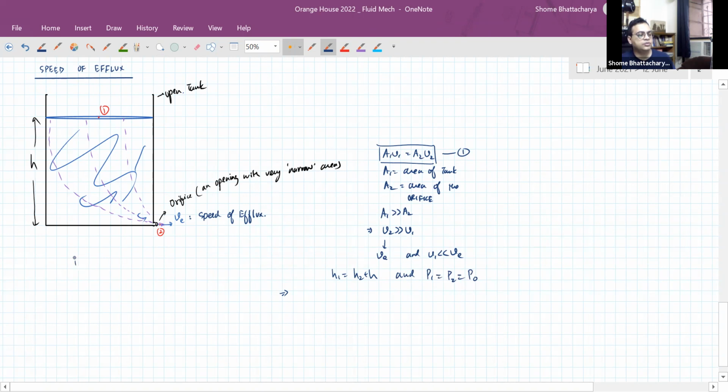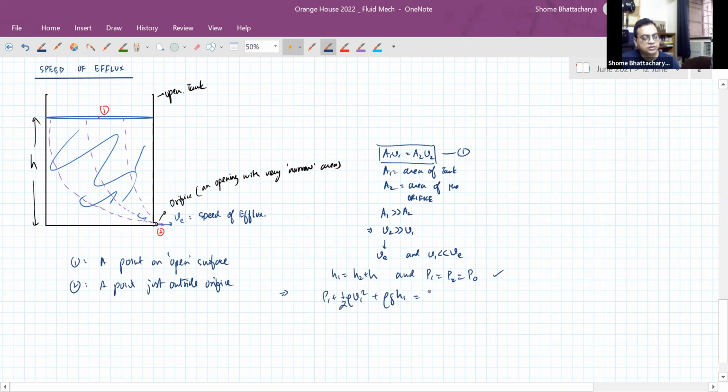Point 1 is an open surface, so obviously the pressure is equal to atmospheric pressure. And point 2 is a point just outside the orifice, so again the pressure is equal to atmospheric pressure. So P1 plus half rho V1 square plus rho G H1 is equal to P2 plus half rho V2 square plus rho G H2.